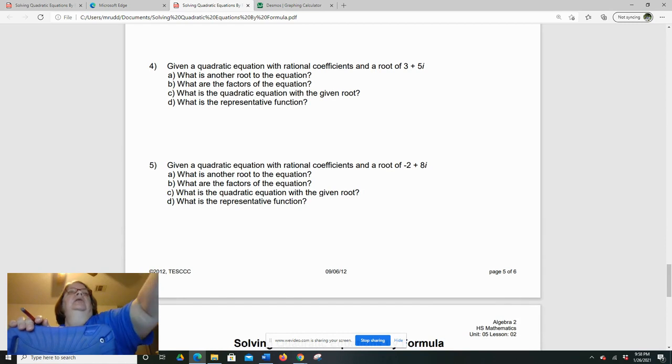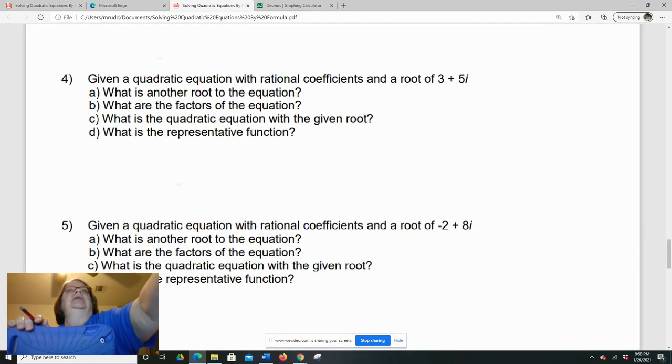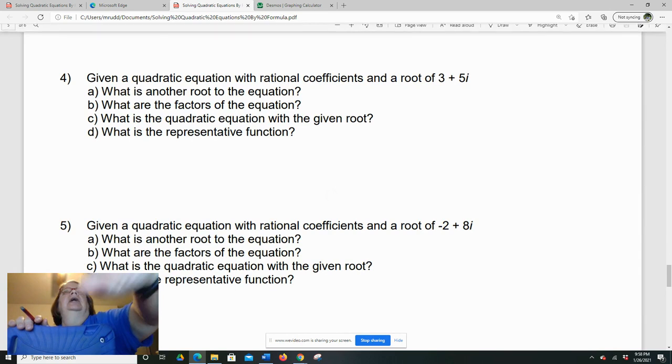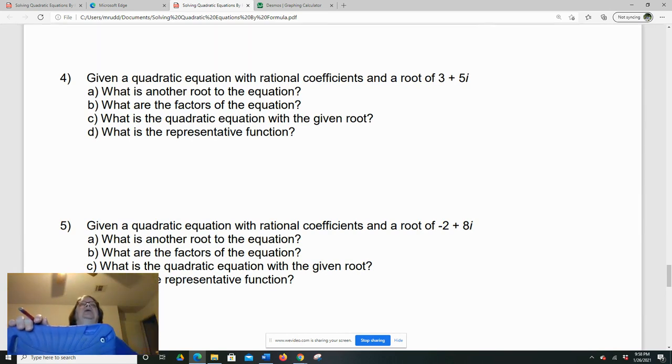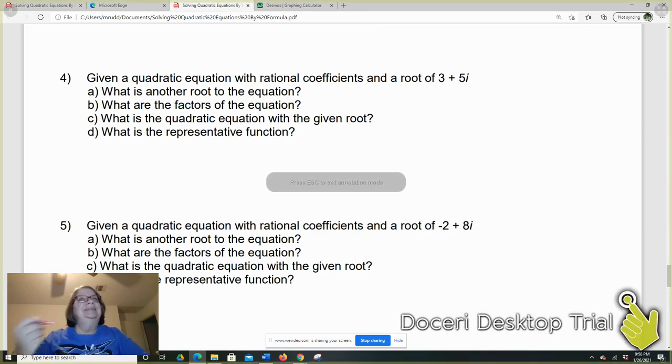Okay. Number 4 says, given a quadratic equation with rational coefficients and a root of 3 plus 5i, what is the other root? You remember we talked about complex conjugates. So the complex conjugate of 3 plus 5i is 3 minus 5i. The real part stays the same. The imaginary part changes sign.